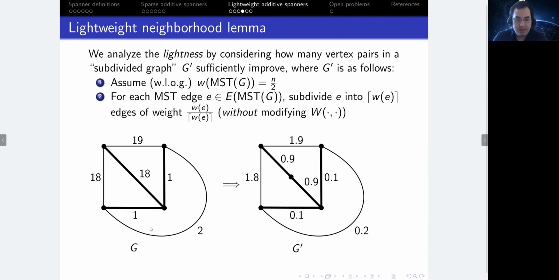On the left, we have a graph with the minimum spanning tree shown in bold. And then we can basically scale the edges for free by dividing by 10. Once we do that, we're going to have an MST edge of weight 1.8, specifically this diagonal edge. And we're going to subdivide that into 2 edges of weight 0.9. So that will be our subdivided graph G prime.